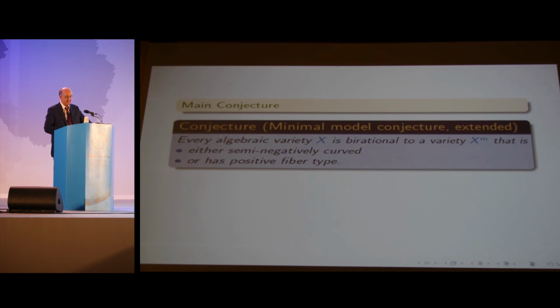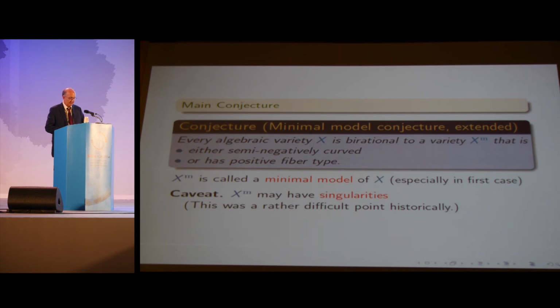So if you think of the positive fiber type, that the integral of the Chern form is always larger or equal to zero, then it's not true that we could transform every algebraic variety into something that's either negatively curved or flat or positively curved. But basically, we have achieved that every algebraic variety is transformed into something that's either semi-negatively curved or semi-positively curved. Okay, so again, this is not a completely correct statement, but basically that's what we have achieved.